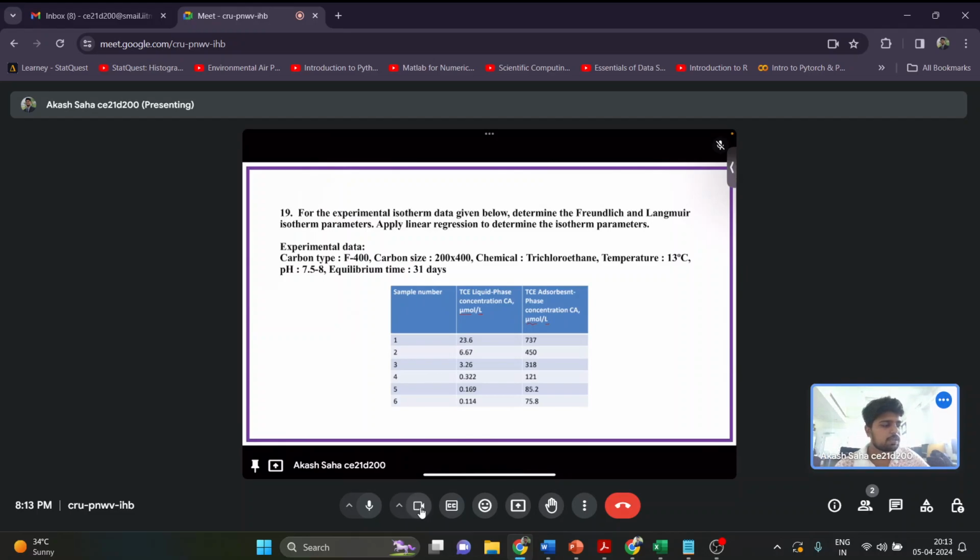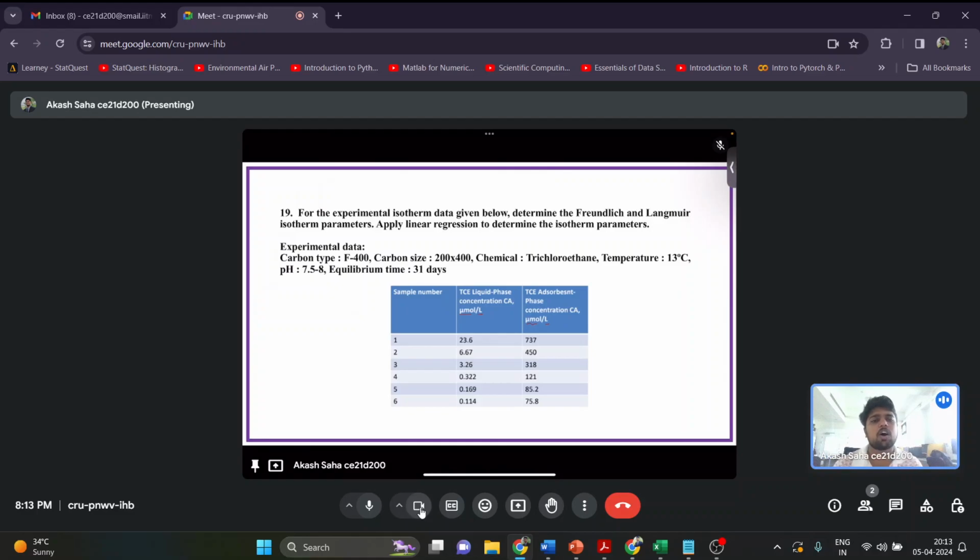In some of the specialized cases only we use it, because of the very high cost associated with it. Okay, so now another problem. For the experimental isotherm data given below, find the Freundlich and the Langmuir isotherm parameters.